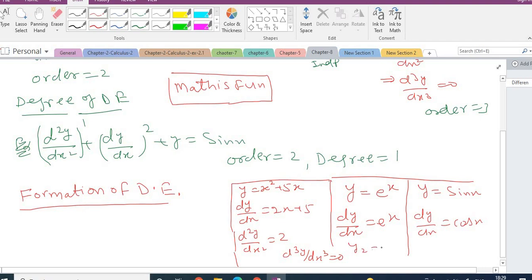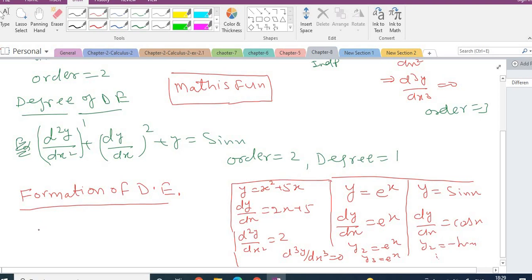So y2 is e^x, y3 is e^x. Here also y2 is minus sin x and so on. So where do I need to stop? Because you can write the next derivative, next derivative, next derivative, then you cannot find the stoppage. For the stoppage, how many times we need to differentiate, we want to discuss in this topic, which is nothing but what is called formation of differential equation.